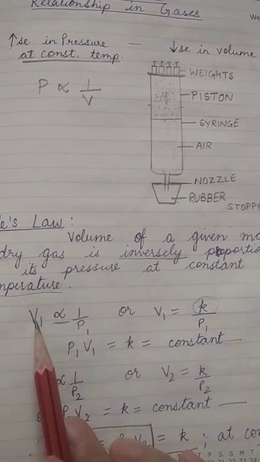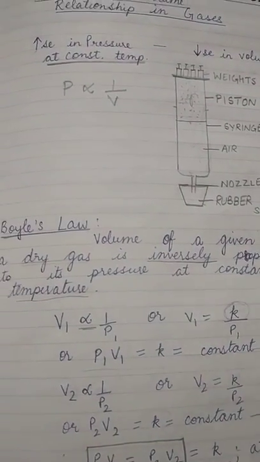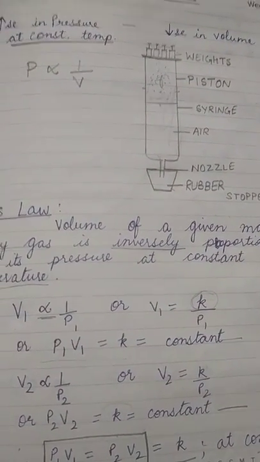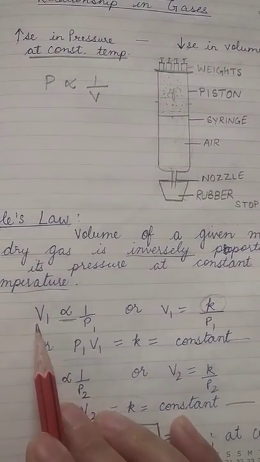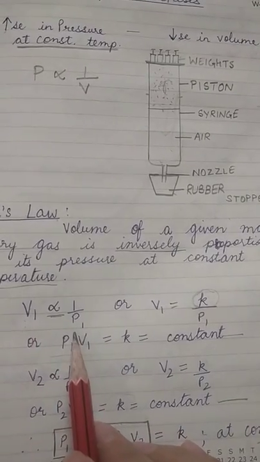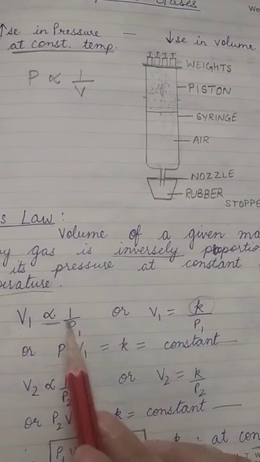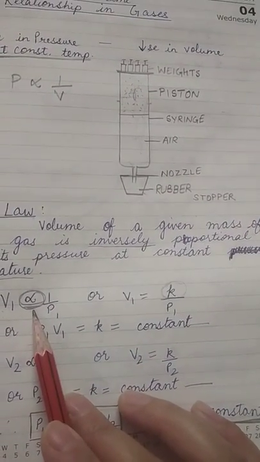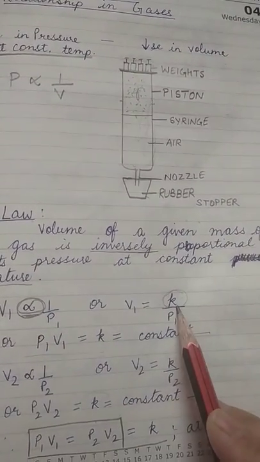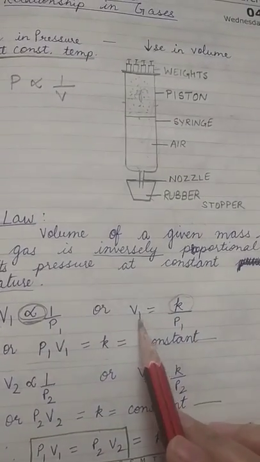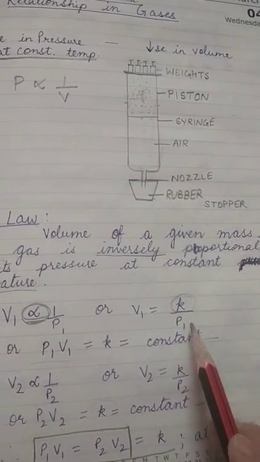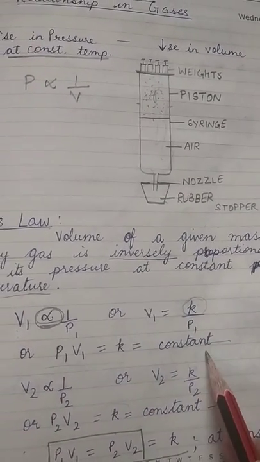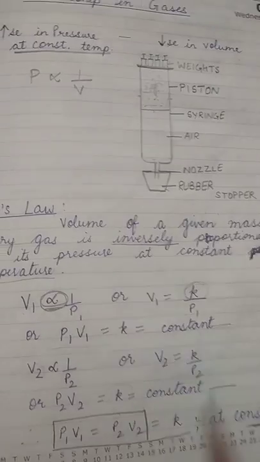is given as V1 is inversely proportional to P1 for a given mass of gas. Initial volume is V1 and pressure P1. Then to remove this proportionality sign, we will put a constant. So we can write that V1 is equal to K upon P1, or we can write P1 V1 is equal to K, which is a constant. K is a constant of proportionality.